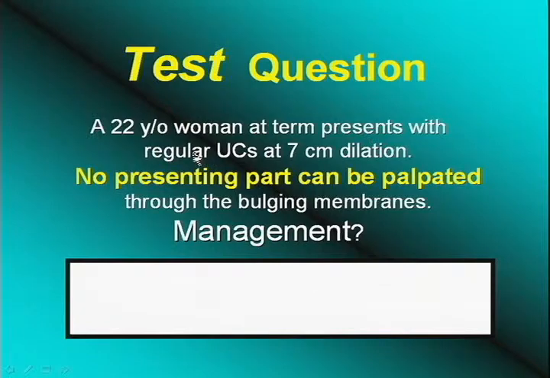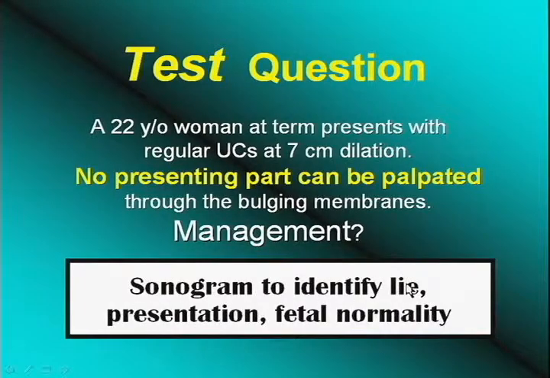Okay, here's a patient at term, regular contractions at 7 centimeters dilated. No presenting part can be palpated through the bulging membranes. You don't know if it's head down, if it's breech, if it's transverse. What's going on? How can you assess what's coming down first? Ultrasound. Let's get an ultrasound to identify the fetal lie, presentation. Maybe this is an abnormal fetus. Maybe there is some abnormality anatomically which prevents it from assuming the normal posture.